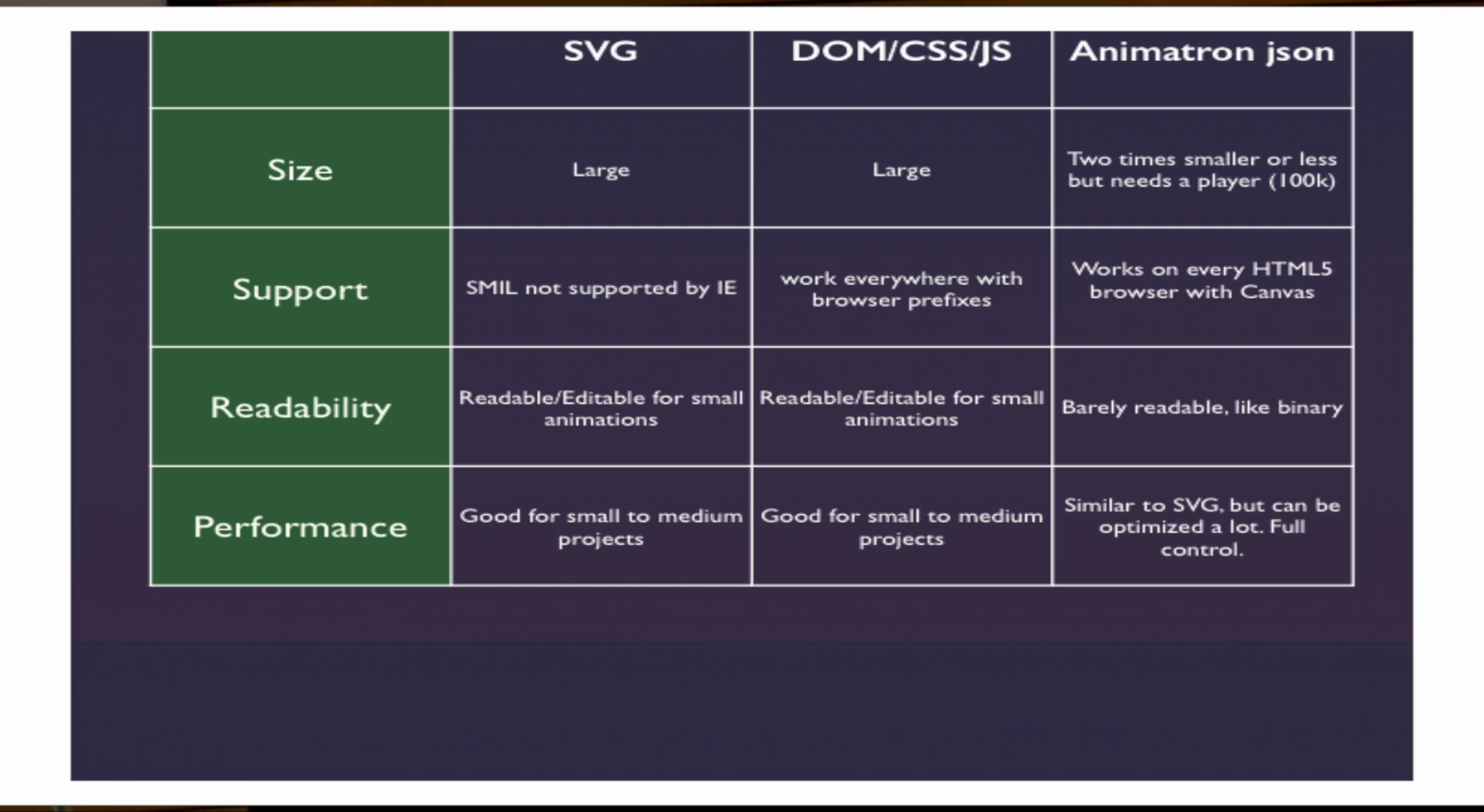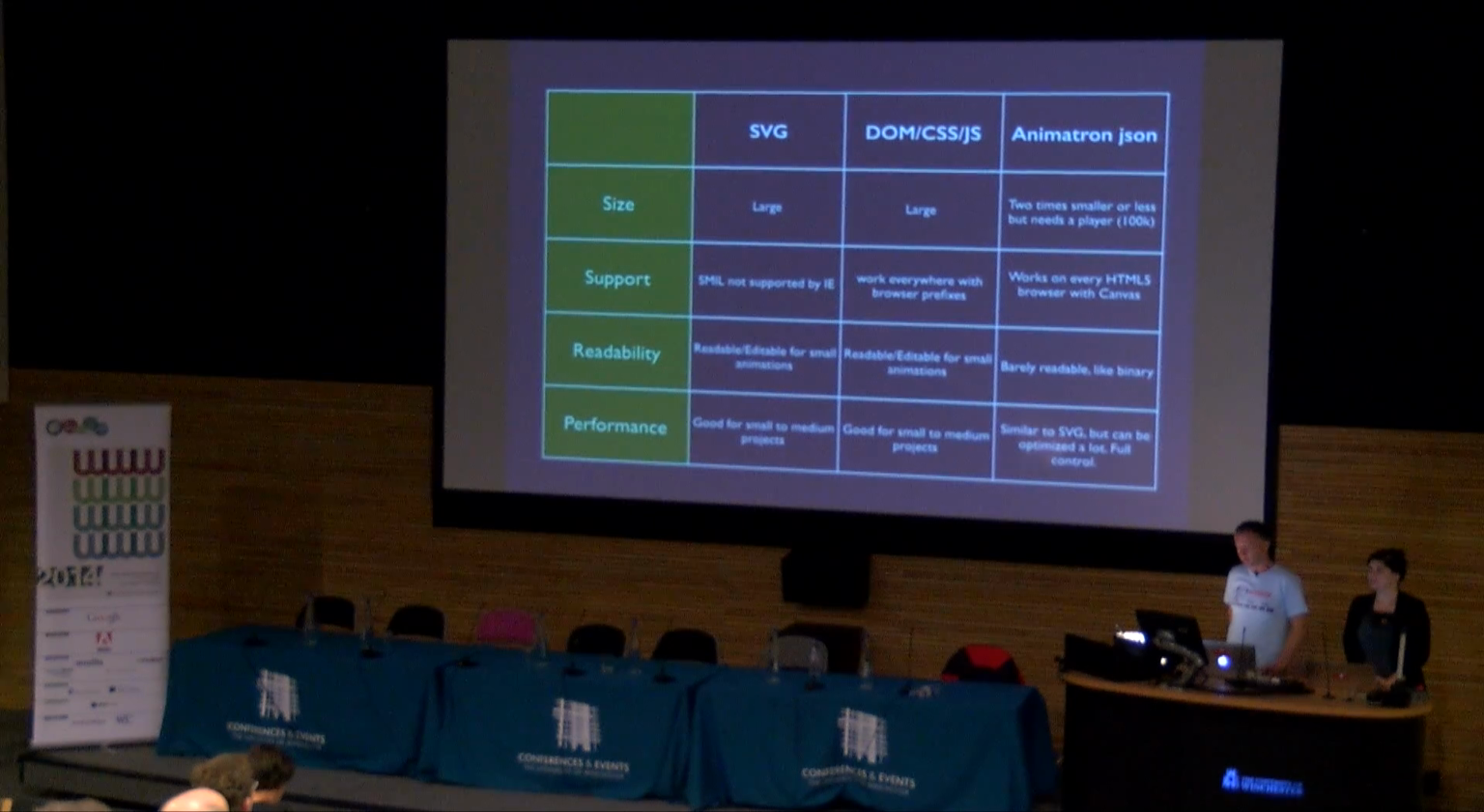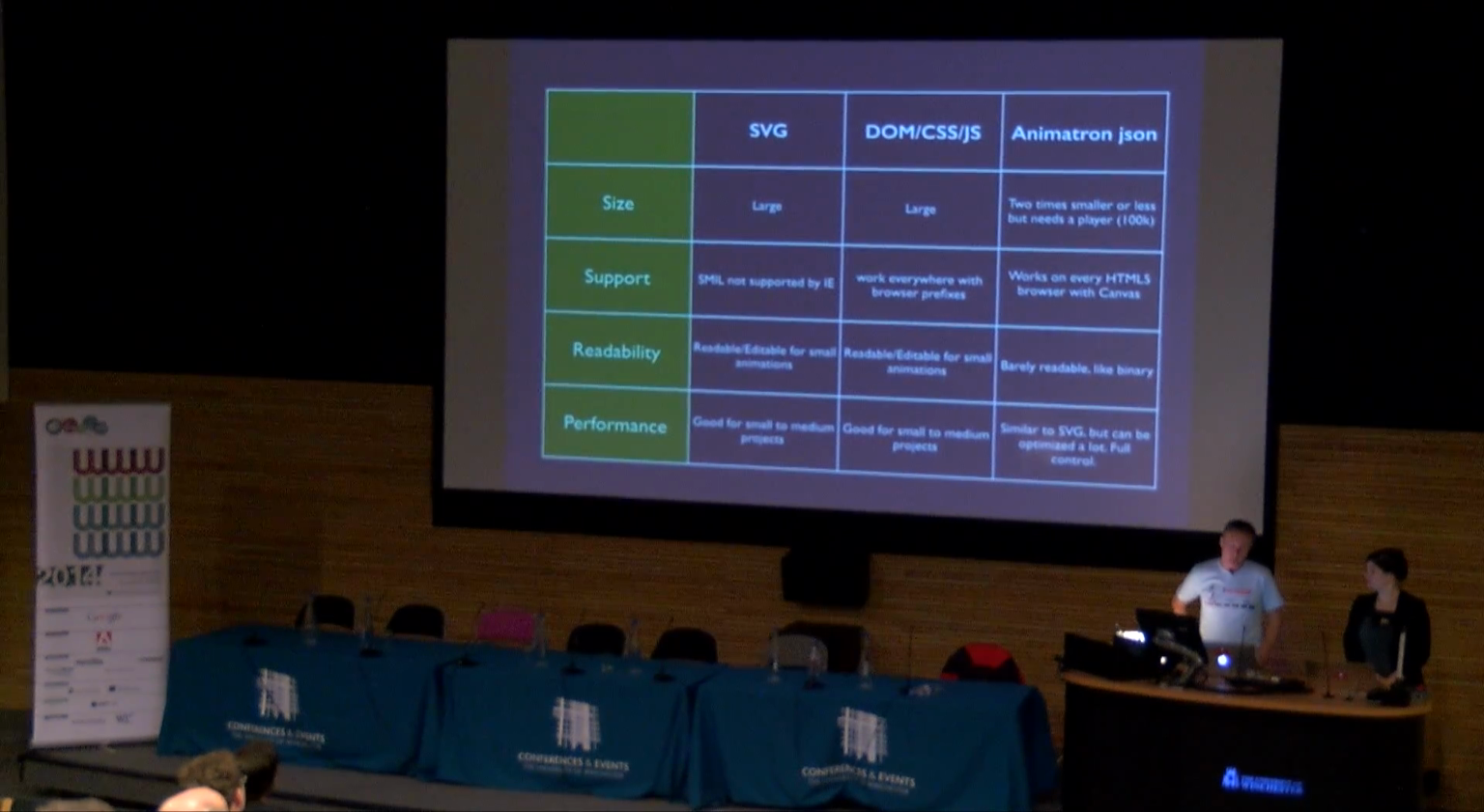Size. Both SVG and CSS animations tend to be a little bit verbose, at least compared to our format. On average, Animatron JSON is 2-3 times smaller or even less than comparable SVG. But you need to have a player to play Animatron JSON, and it adds 100K. So for small animations, SVG wins in size. For medium to big ones, Animatron is more compact.